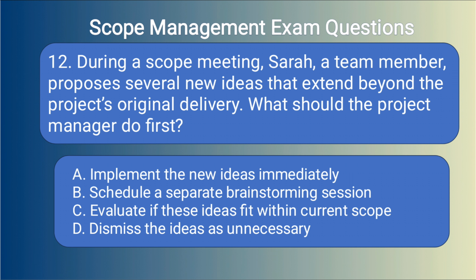During a scope meeting, Sarah, a team member, proposes several new ideas that extend beyond the project's original delivery. What should the project manager do first? A. Implement the new ideas immediately. B. Schedule a separate brainstorming session. C. Evaluate if these ideas fit within current scope. D. Dismiss the ideas as unnecessary.